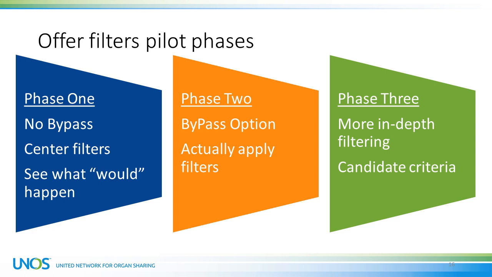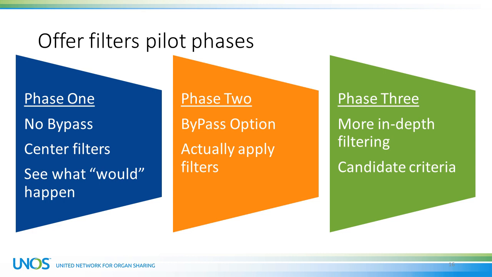So where are we at right now with the offer filters pilot? In phase 1, which just wrapped up, I believe, last week, we actually did not enable the bypass option, but we did allow centers, those 29 participating programs, to go in and create the filters that they would like to see or to use the UNOS recommended filters. So those filters weren't actually getting applied, but the centers could go in and fill out the information and create what they think would be an ideal filter or combination of filters in the future.